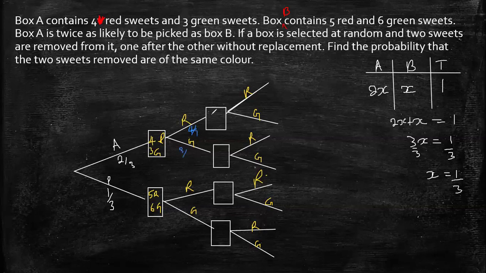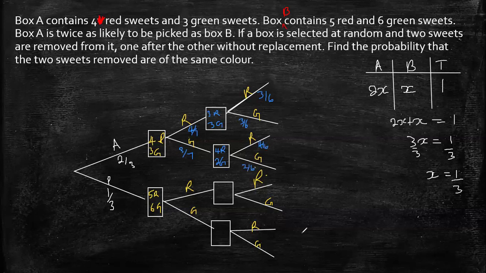Then if we pick the red, it is reduced to 3, and this one also remains 3. So here, since there are 3 and 3, it's going to be 3 out of 6. And still here, 3 out of 6. Then we move downwards. If we pick green, we are going to remain with 4 red and then 2 green. So the probability will be 4 out of 6, and then 2 out of 6.